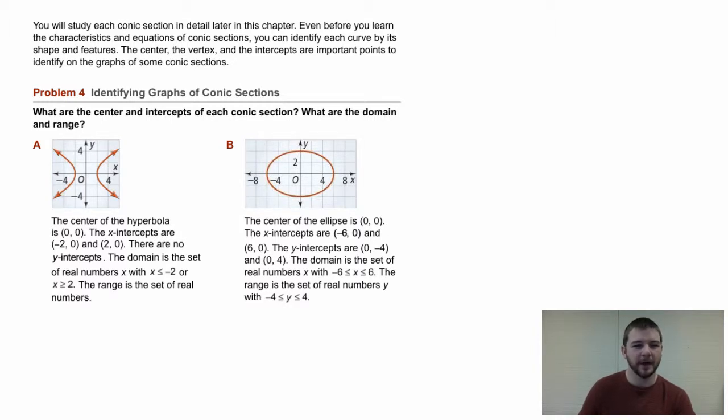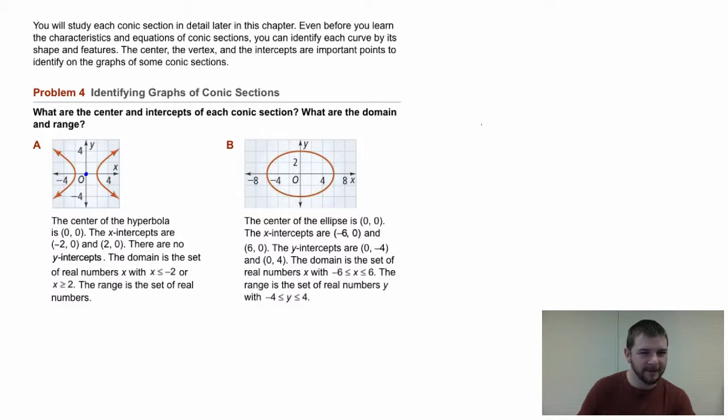Example problem 4, identifying graphs of conic sections. What are the center and intercepts of each conic section? What are the domain and range? Well, first considering graph A. Right away we notice we have a hyperbola, and we're asked to identify the center. Well, this hyperbola seems obviously centered at the origin.